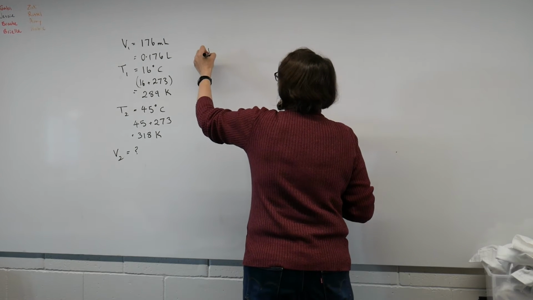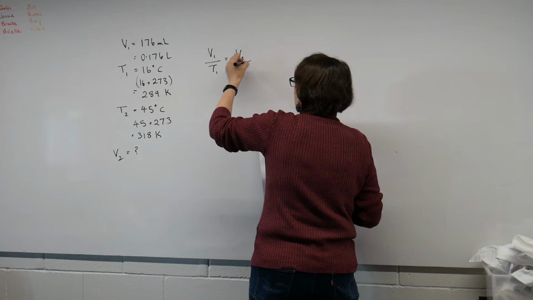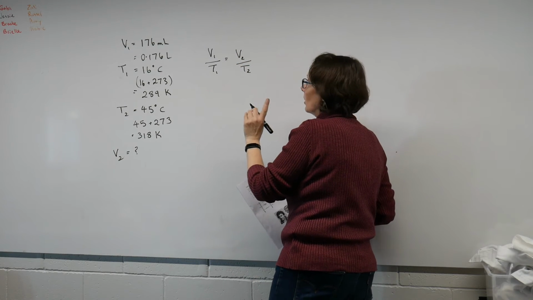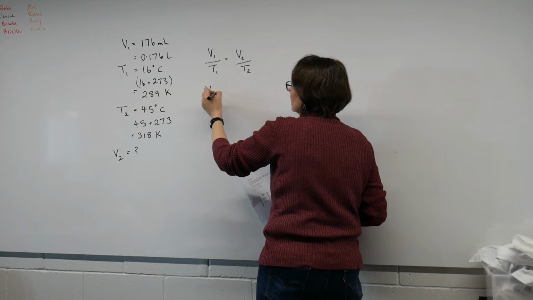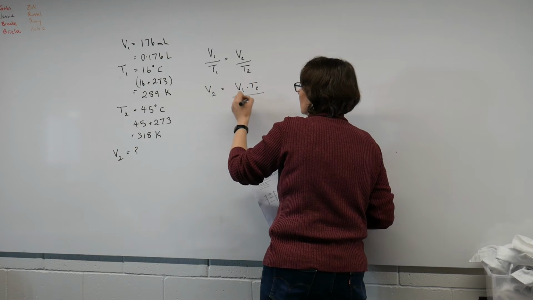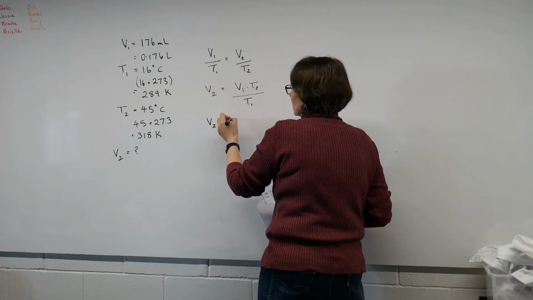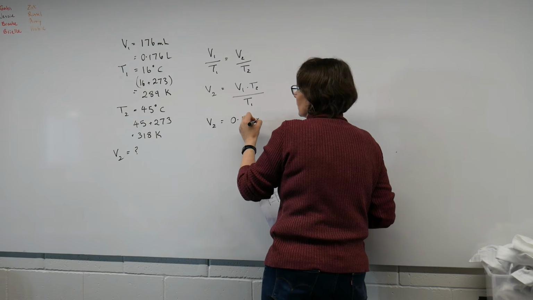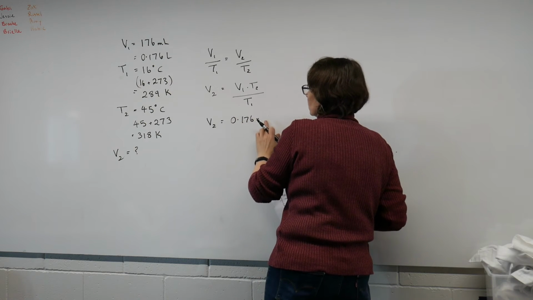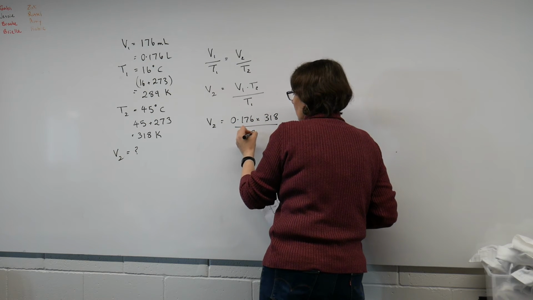So we've got V1 on T1 is equal to V2 on T2. And we're finding V2, so I'll rearrange that. V2 is equal to V1 times T2 on T1. V2 then is equal to 0.176 times T2. T2 is 318 divided by 289.